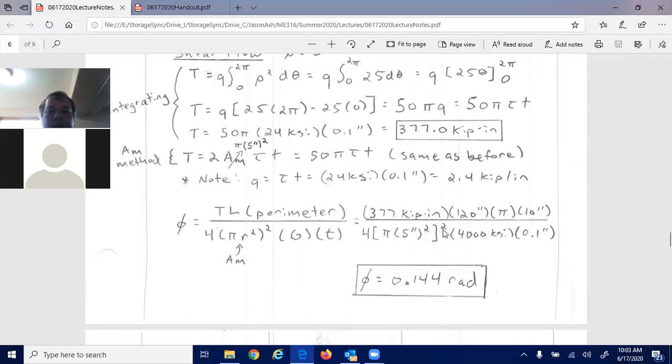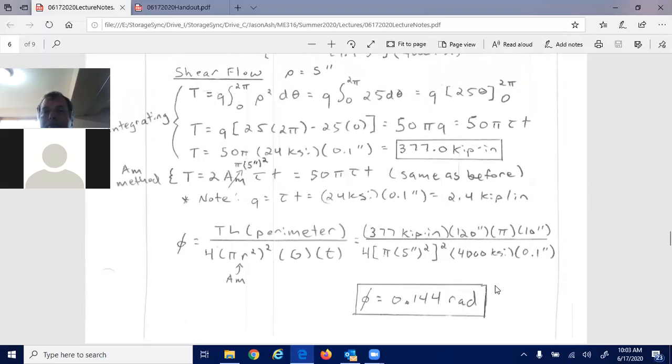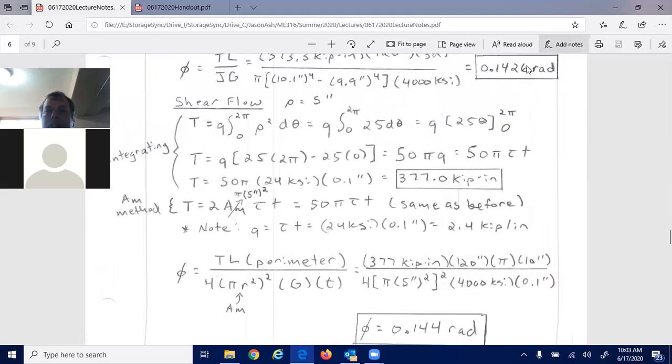Be careful. Oftentimes students will forget about this squared value here. So remember, that's AM quantity squared times 4,000 KSI times 0.1 inch, which will give us 0.144 radians. That compares to our torsion formula, which was slightly less than that. We estimated a higher torque being applied, and so that resulted in a higher angle of twist being estimated using the shear flow method.